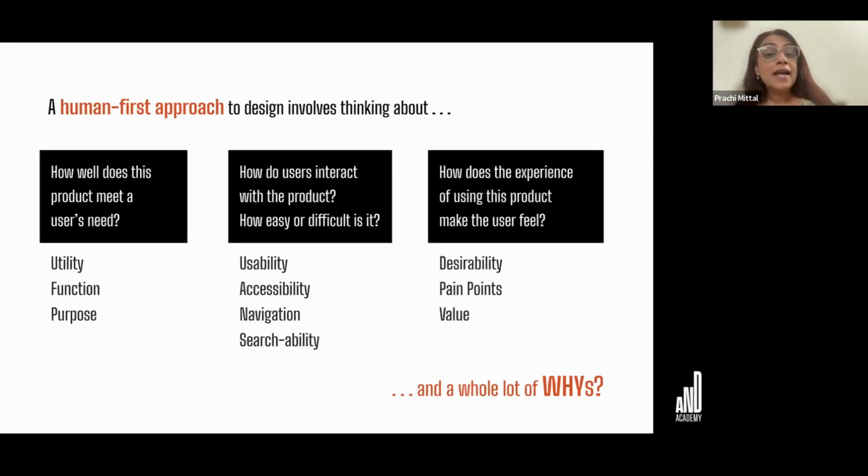And how does the experience make the user feel? Is it desirable? Are there pain points? Or have we just taken a technology or a business first approach? This is what I want to sell, and this is what I can make, and therefore let me sell it, and let me put that in front of the user, and they'll figure out how to use it. No. All of this is the job of a UI UX designer. And you do that by asking a whole lot of whys, right? You keep asking, why does the user say this? Why does the user feel this? Why do I need to add this? So why becomes your favorite question.